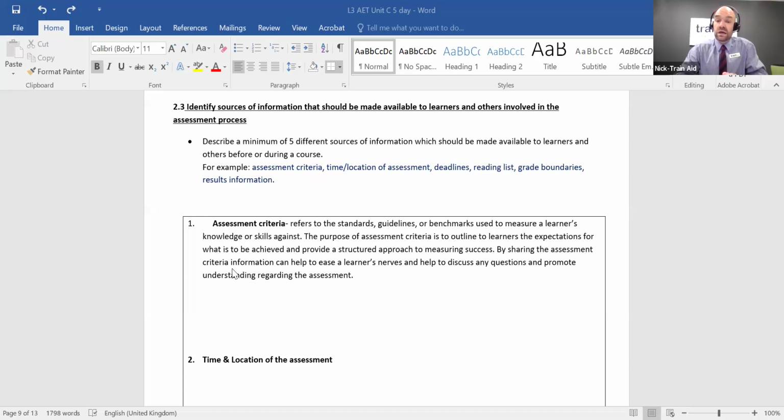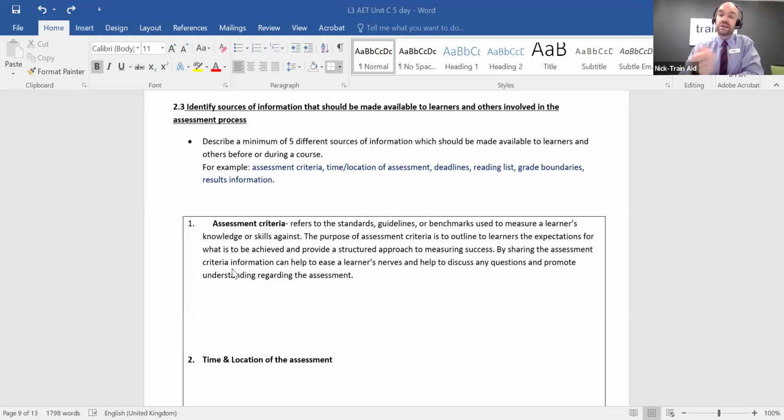So with the assessment criteria, learners can really gauge how much work they need to put in to achieve the qualification, the guided learning hours, and very much what they need to do to pass the qualification as well. Sharing the assessment criteria can help ease learners' nerves and help to discuss any questions to promote understanding regarding the assessment as well.